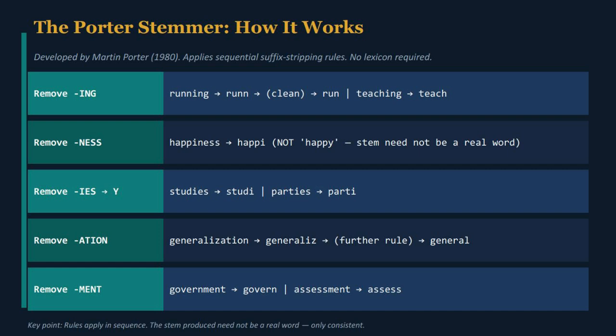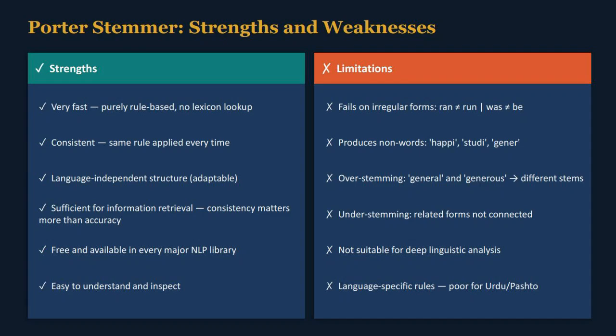Take the word running, remove ing and you have run. Take the word happiness, remove ness, and you have happi, not y. Studies, remove ies, add y, and then you have study. Generalization, remove ation, generalize, remove ize, and you have general. Notice that happiness produces happi, not happy, which is the actual base form.